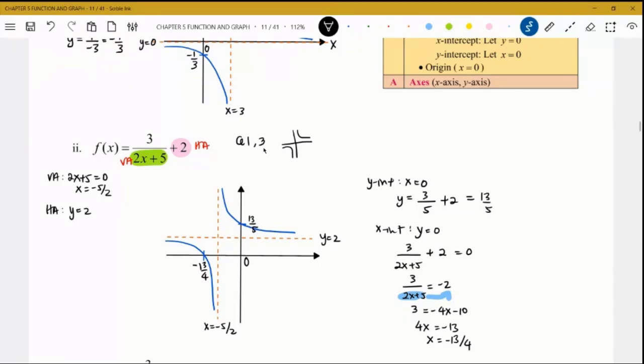So we already have the vertical asymptote and horizontal asymptote. So final part y-axis, x-axis. So shape ada, all the labels ada, y-axis, x-axis and origin ada. So complete 3 markah.